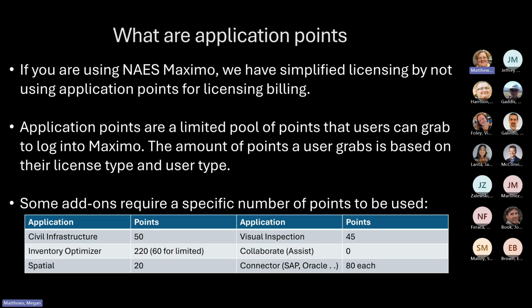We talked a little bit about add-ons. So there are some add-ons to Maximo that you would be able to put on, but there would be a licensing cost for that. So civil infrastructure is one application. There's 50 points that would be required constantly for that, just for the installation. They have an inventory optimization tool, which is 220 points, which is a massive amount of points. Spatial, visual inspection, collaboration or assist, which allows you to use the mobile application and reach out to an engineer who would be on Maximo and could talk to you visually, share your camera, help you out with things you need. That is free. It's included as part of mobile.